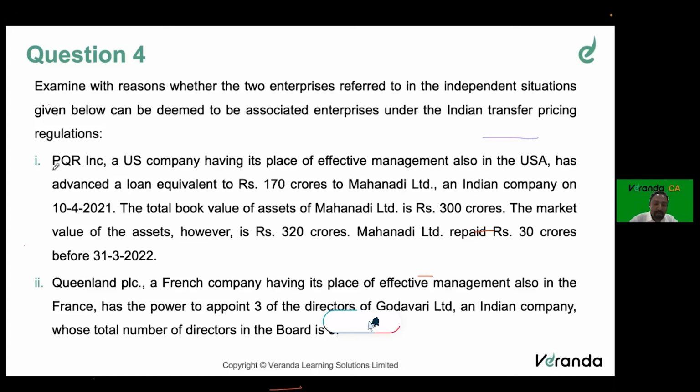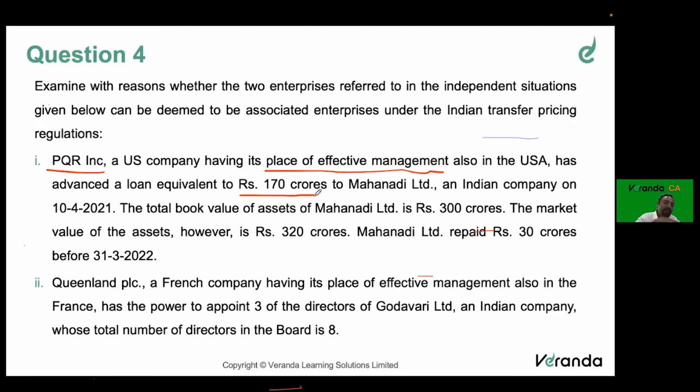So we are talking about PQR Inc., which is a US company. It has its place of effective management in the US. Why is this important? Because if it's a foreign company and POEM is in India, they become a resident. Once they become a resident, probably the transfer pricing provisions might not arise. So it is important that either or both of the parties are non-resident. If both are resident, then transfer pricing does not get attracted unless it falls into the specified domestic transaction category. Now, they have advanced a loan of 170 crores to Maganadi.